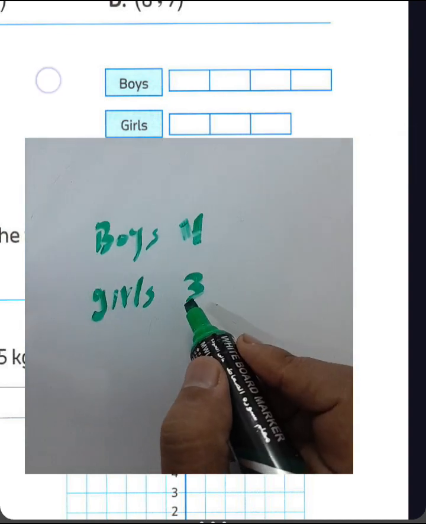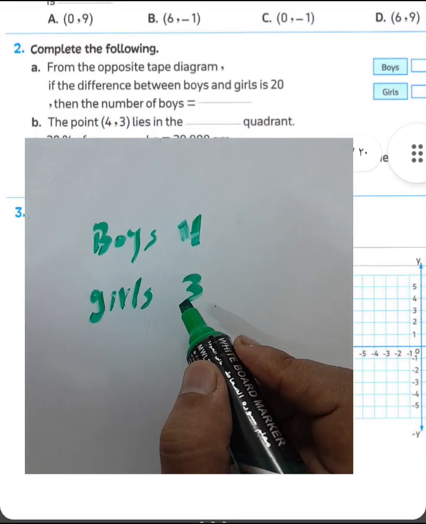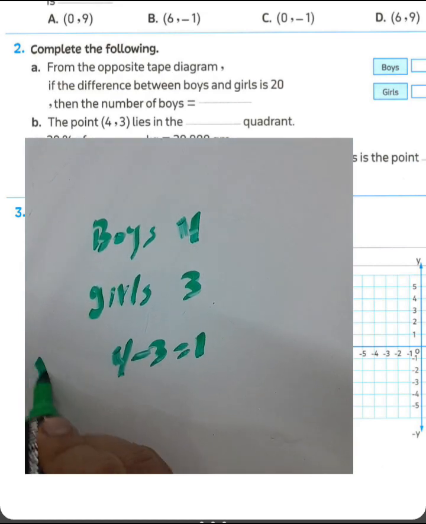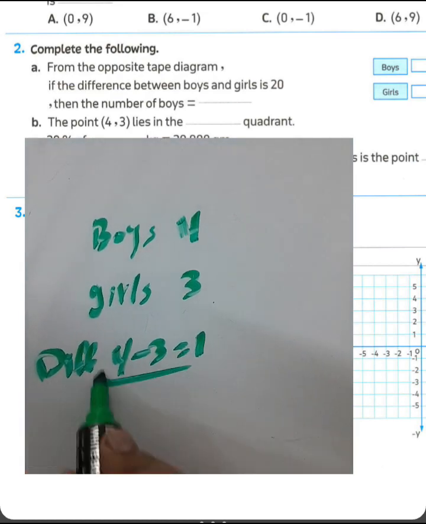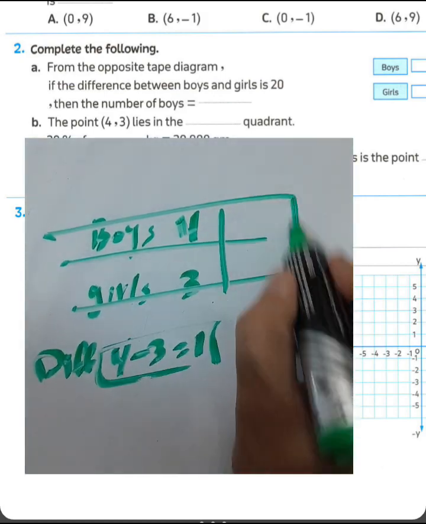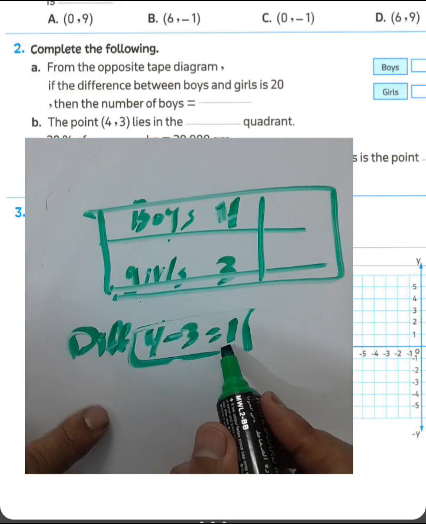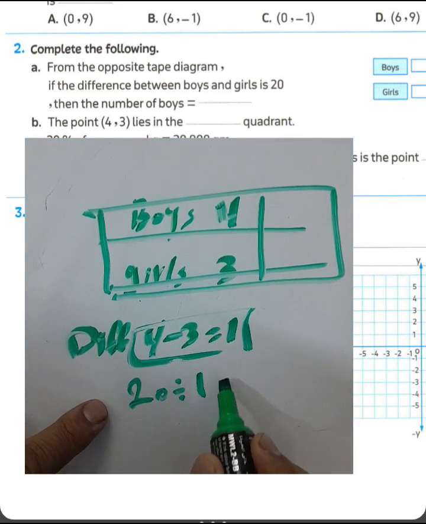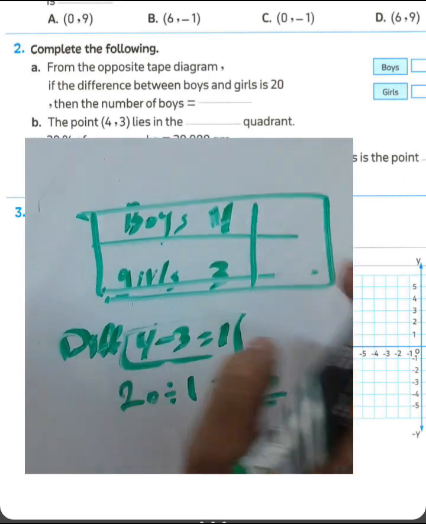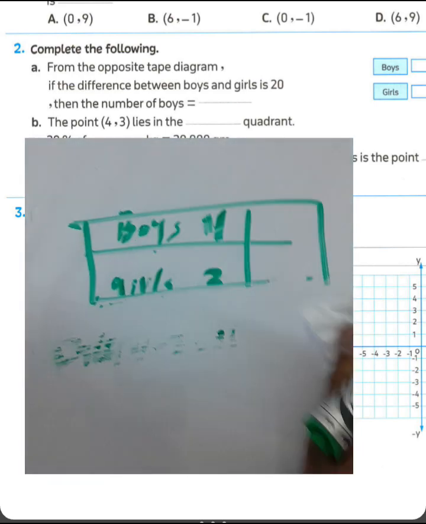And he gives us in this example the difference between boys and girls, 20. We know 4 minus 3 equals 1. It's the difference. Then we can get the number of boys and the number of girls, because the difference between them equals 1. We can write 20 divided by 1 equals 20. Then the number of boys is 4 times 20.